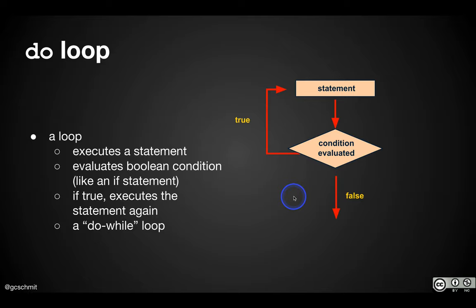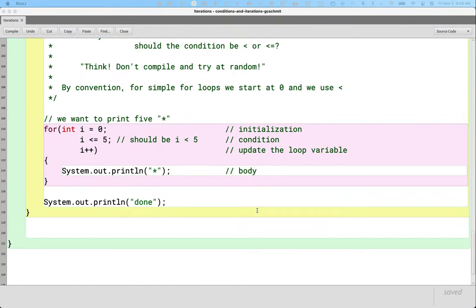This means in a do loop, we always run the body at least once. Okay? And there's times when that is helpful. So there's times we want to do that. All right, let's see what that looks like in code.